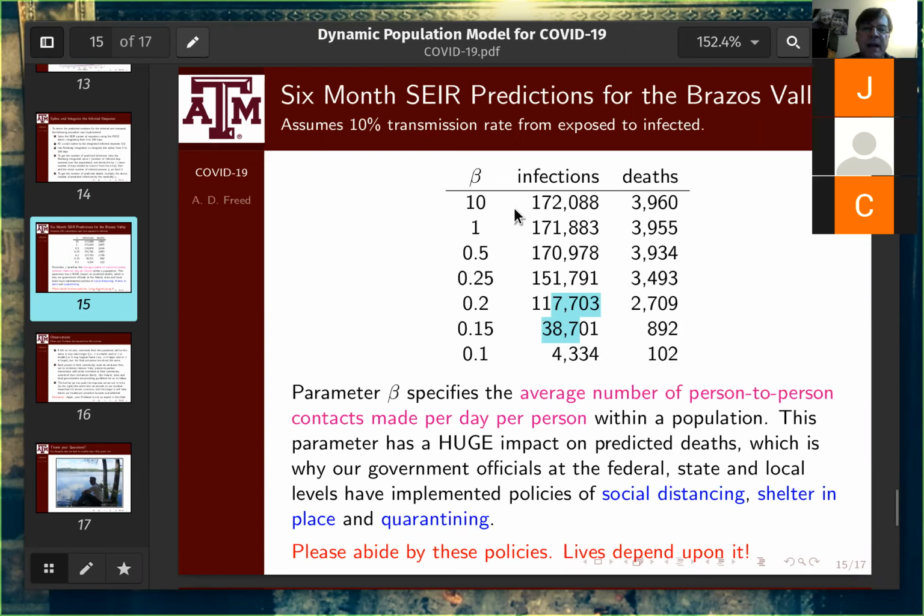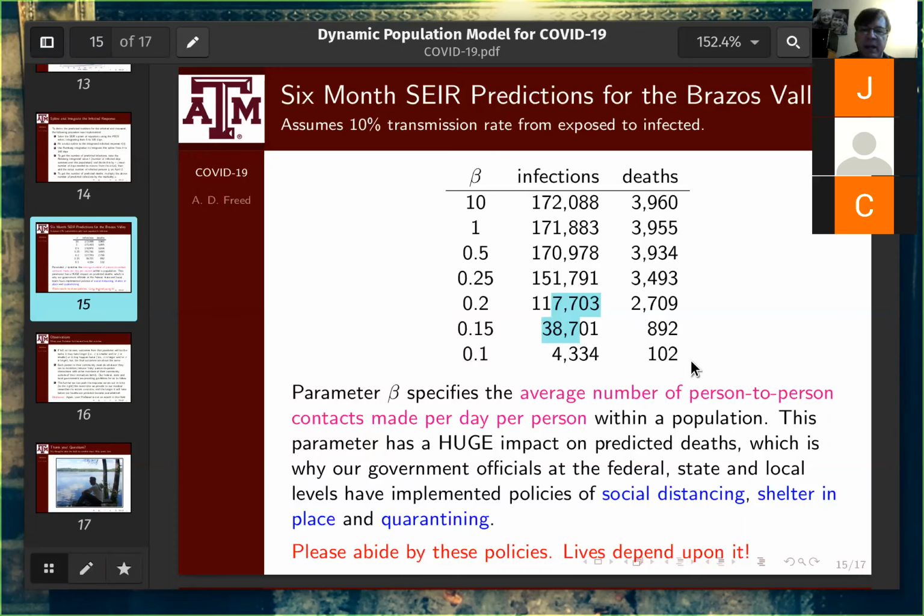So this parameter beta has a huge effect on the number of deaths that are predicted. Now, this is a model, first and foremost. It gives an answer. Is it accurate? I can't tell you exactly everything because I don't know some of the parameters in the model. In particular, the parameter that I don't know is phi. I don't know phi very well.